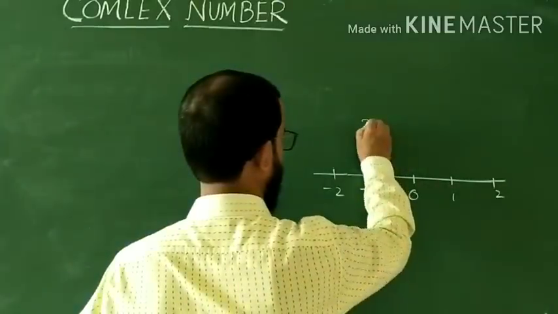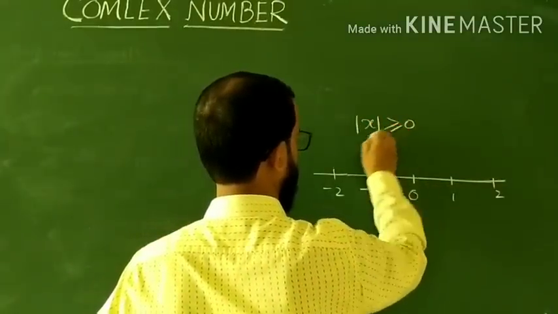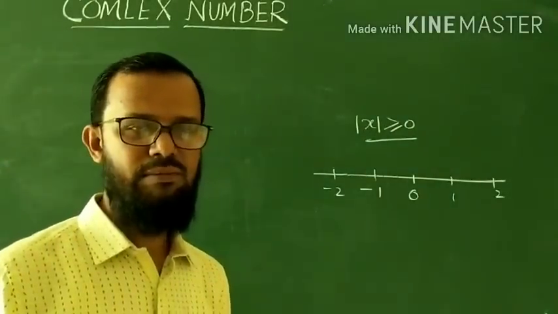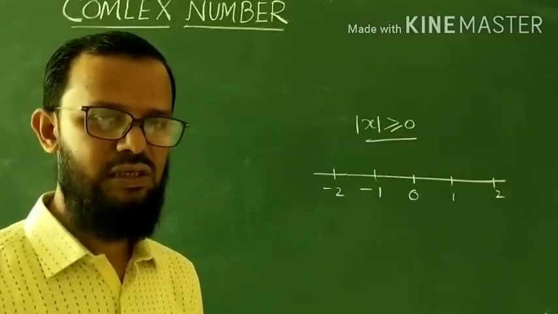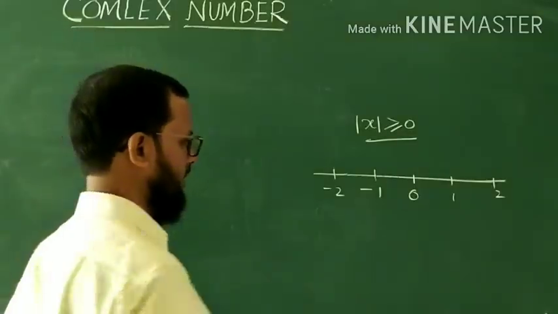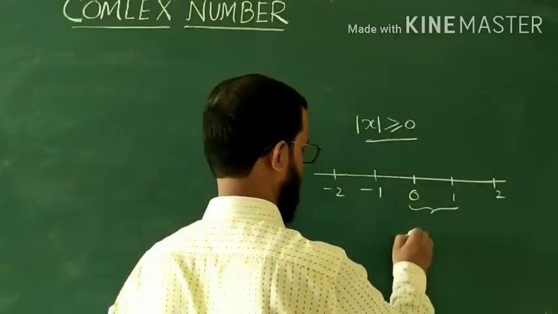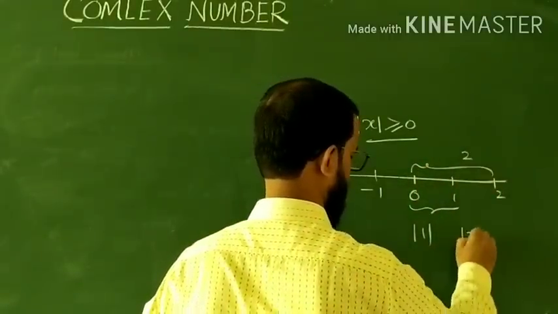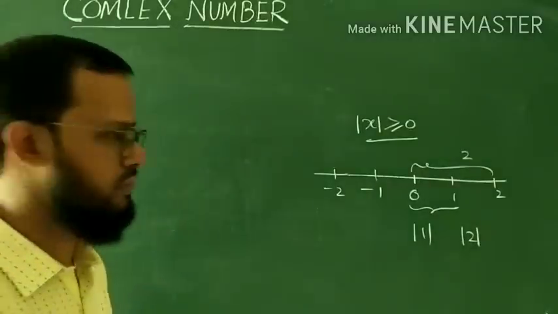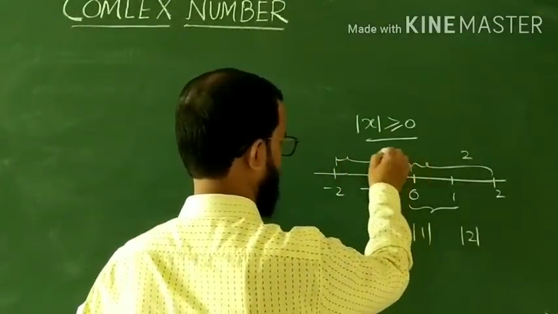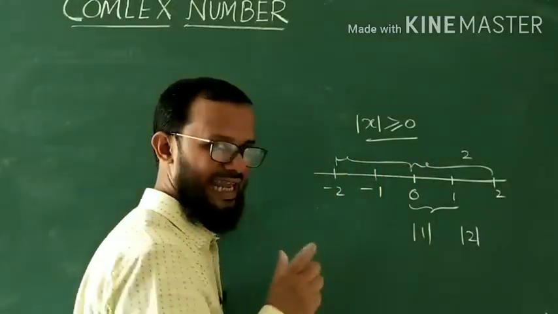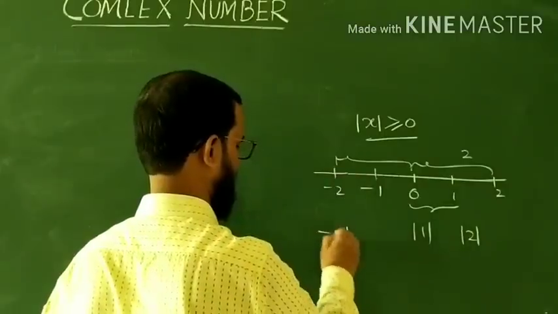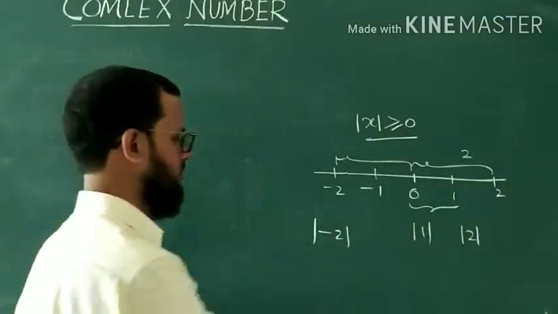If you take x as any real number, then the modulus of x is always greater than or equal to 0. It represents a positive length, a distance, which is always positive. If I say this length is 1, then its magnitude is this. If I consider this length is 2, then this is the actual representation of modulus of 2. If I calculate the distance from here to here, it is minus 2, the modulus of minus 2. That means ultimately it is equal to 2.